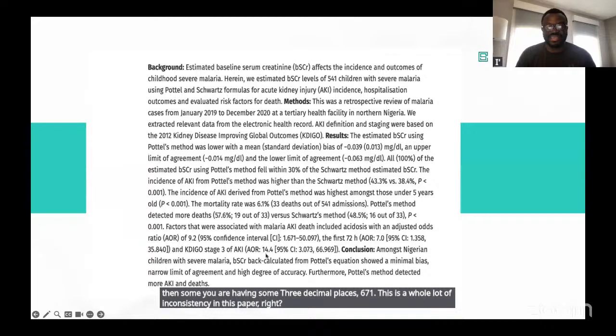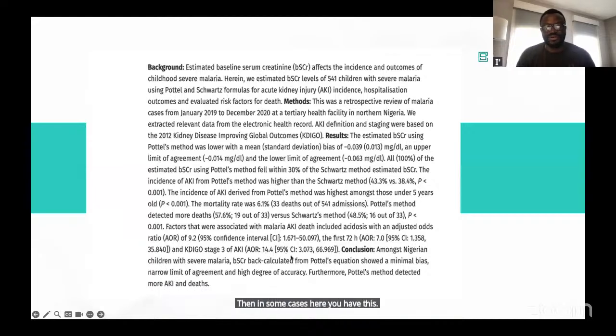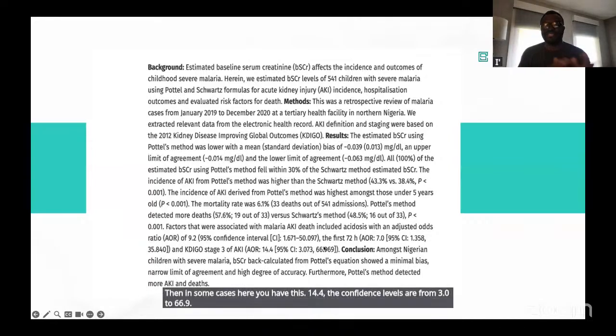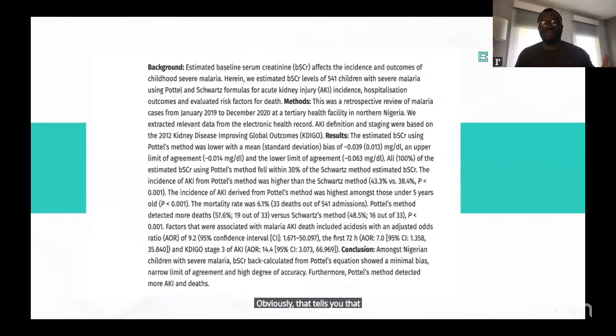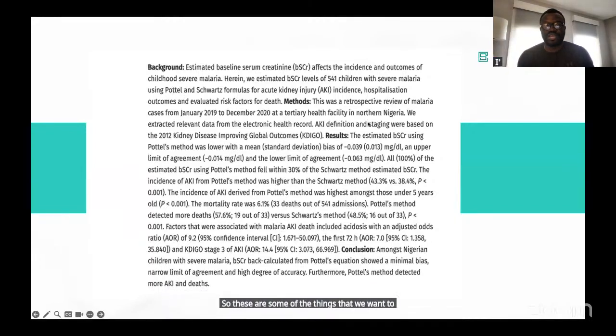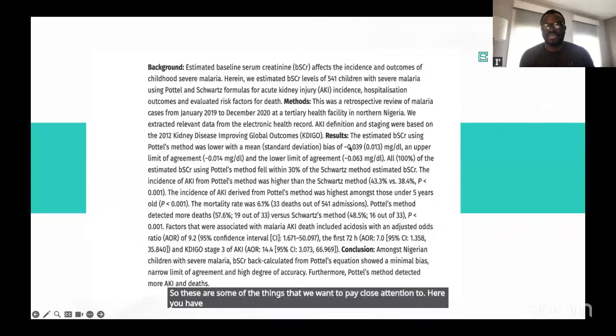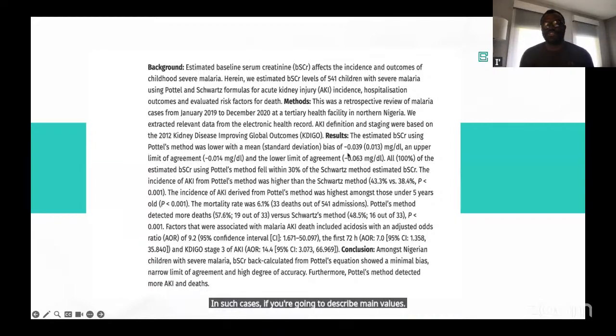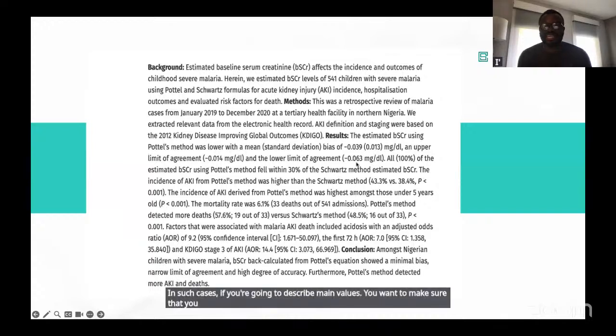Then in some cases here, you have 14.4. The confidence intervals are from 3.0 to 66.9. Obviously, that tells you that the sample size was very small, and that's why you have very wide confidence intervals. So these are some of the things that we want to pay close attention to. Here you have valid negative numbers, like we said earlier. In such cases, if you're going to describe mean values, you want to make sure that you avoid using a dash for things that have negative values, because that can be very confusing.